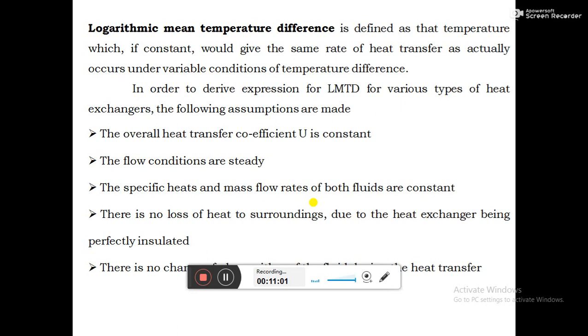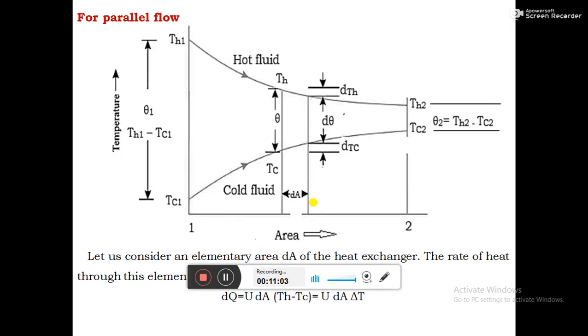And now let's go for the design of heat exchangers. As I already said earlier, there are two methods by which heat exchangers can be designed. One is the LMTD method, the other is the effectiveness method or NTU method. First, here we are discussing the LMTD method for the parallel flow heat exchanger.